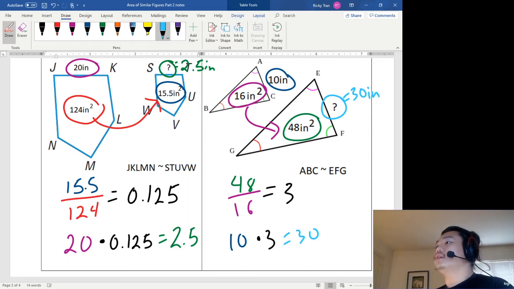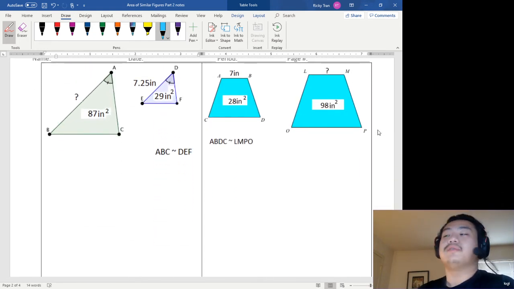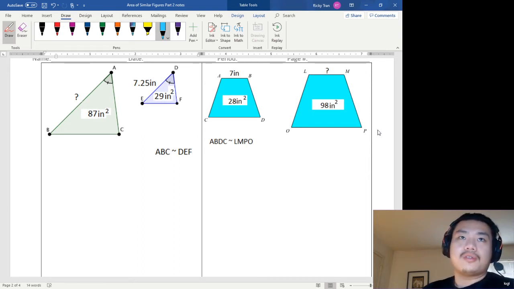All right, let's keep going. I think today will be a pretty short lesson because I've gone over what's very similar to what we did. The only difference is that this time you're looking for a side instead of another area. But remember, we're looking at similar figures, so always be checking your similar figures.